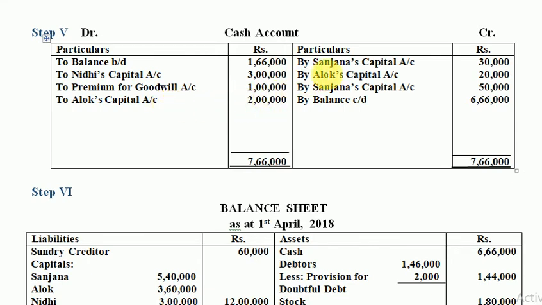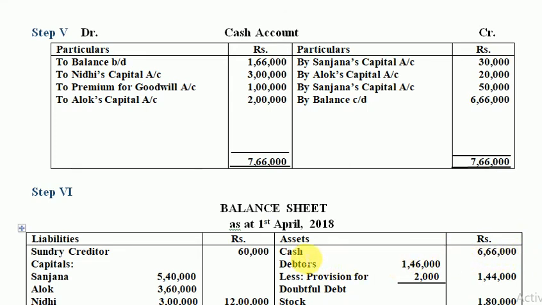On the credit side, Sanjana withdrew rupees 50,000. If you remember, so this is 50,000 Sanjana's capital withdrawn, and this is the premium which was withdrawn, half of the amount. So Sanjana withdrew 30,000 from her premium of 60,000, and Alok withdrew 20,000 from his premium of 40,000. And finally, the balance CD of your cash account is coming 6,60,000, which is directly transferred to your balance sheet in the asset side.